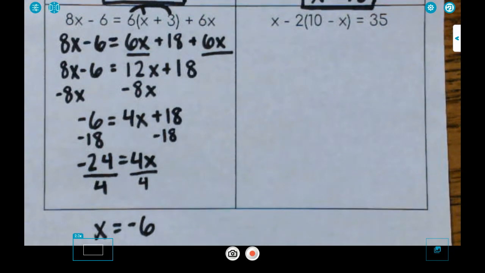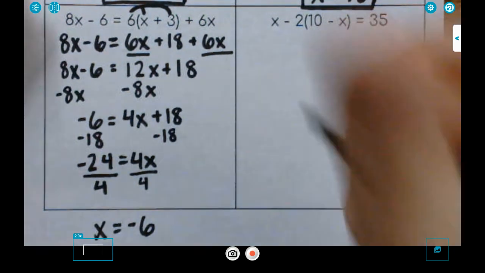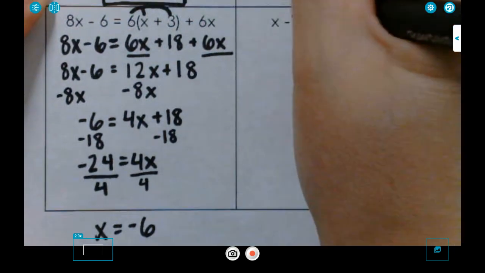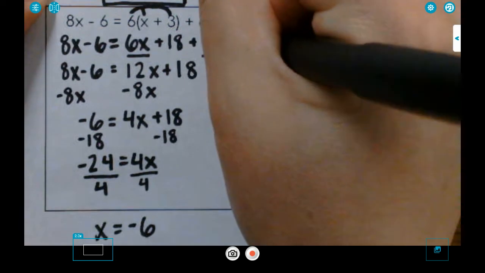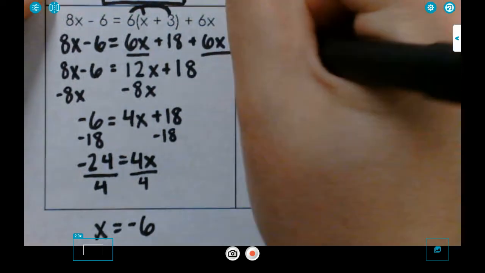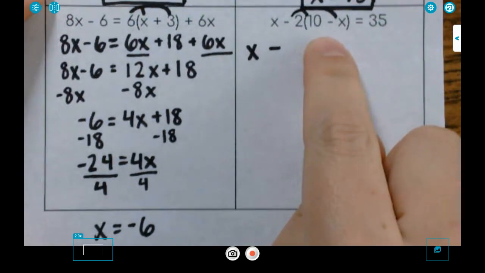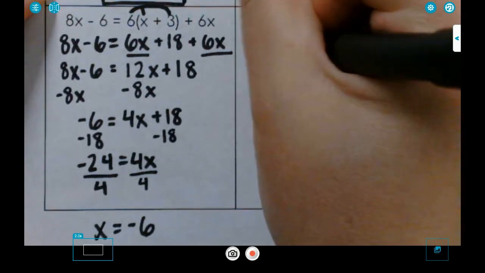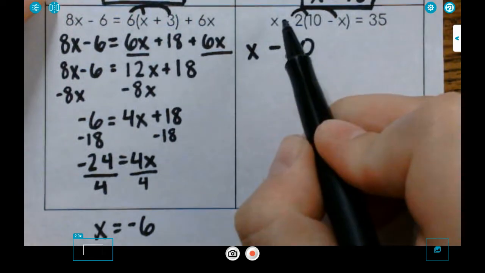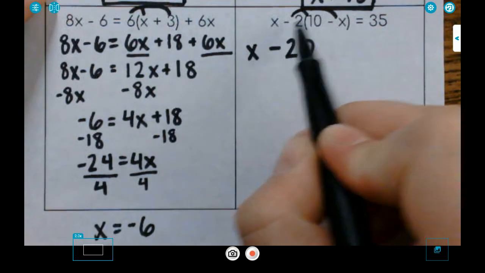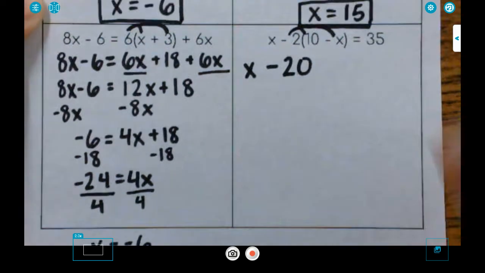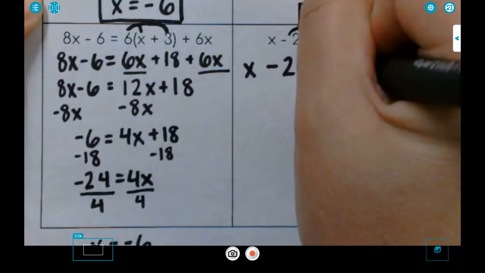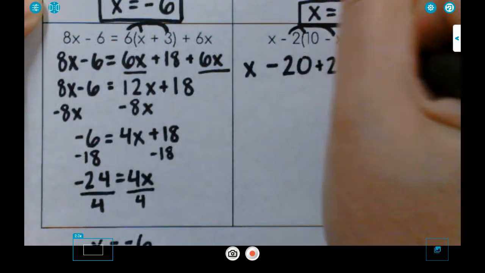Okay, last one, we're going to distribute that negative 2. So negative 2 times 10, negative 2 times negative x. So the x out here in front stays the same. Negative 2 times 10 is negative 20. And then negative 2 times negative x, the negative times negative becomes positive. So I get plus 2x, and that equals 35.